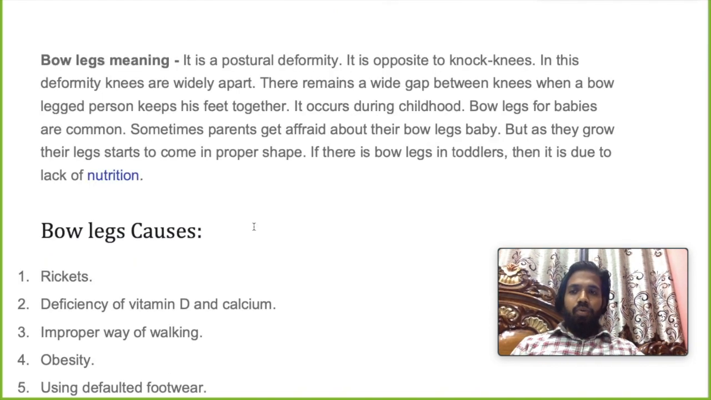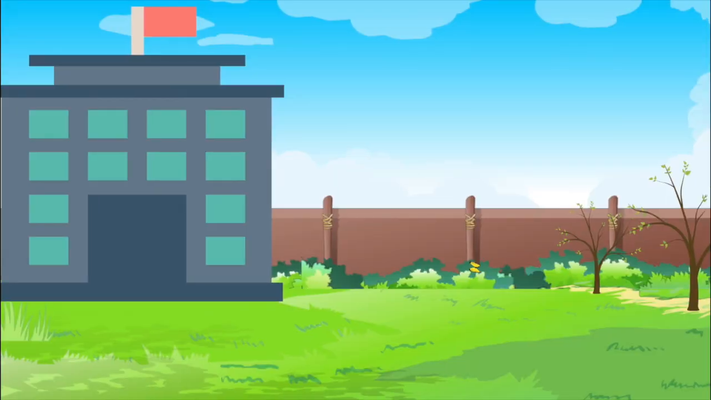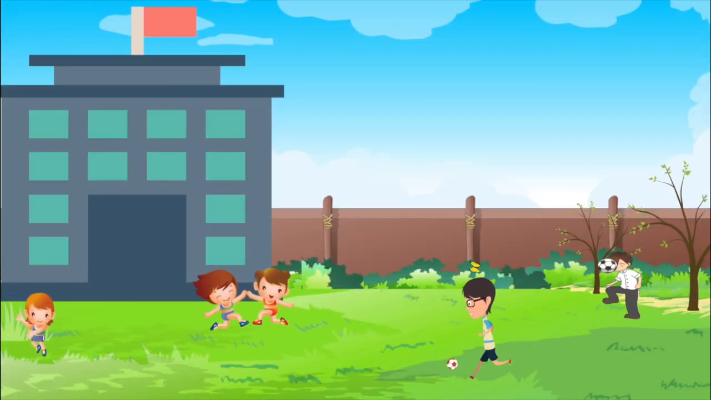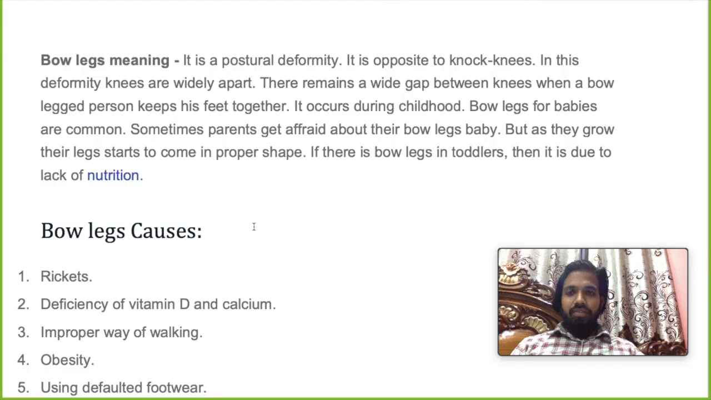Now, bow legs in babies are very, very common. When a baby is just born, you will see they have bow legs, and in childhood days also it's very common. During the early days of a child, their legs are not that strong, which is why they curve outwards. But as they grow, with proper diet, proper nutrition, and running and doing every kind of physical exercise like a common baby does, they will regain their proper shape. So it's not a cause of concern if your baby has bow legs in the initial days. It's quite a normal thing.